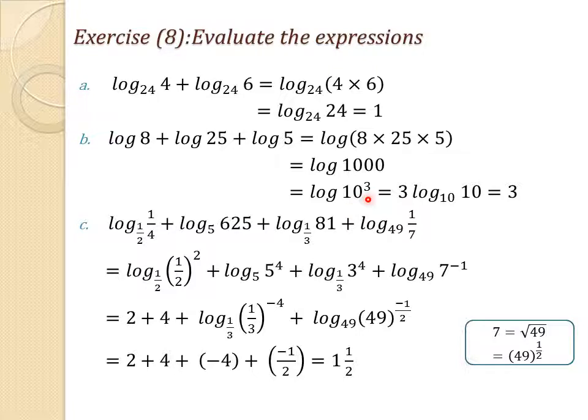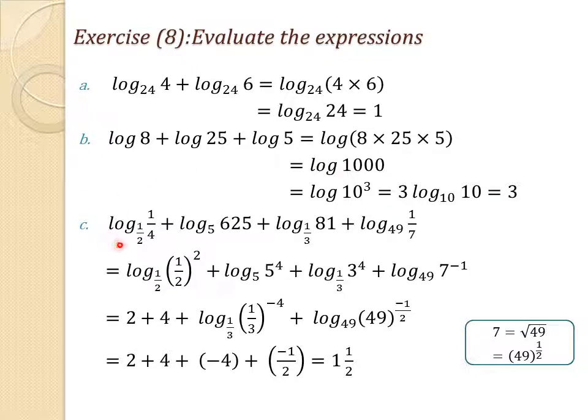And as we know, 1000 is 10 power 3. So 10 and 10, and the 3 will be multiplied by the logarithm, and this is how it's going to be. Logarithm 10 base 10 is 1, and 3 times 1 is 3.